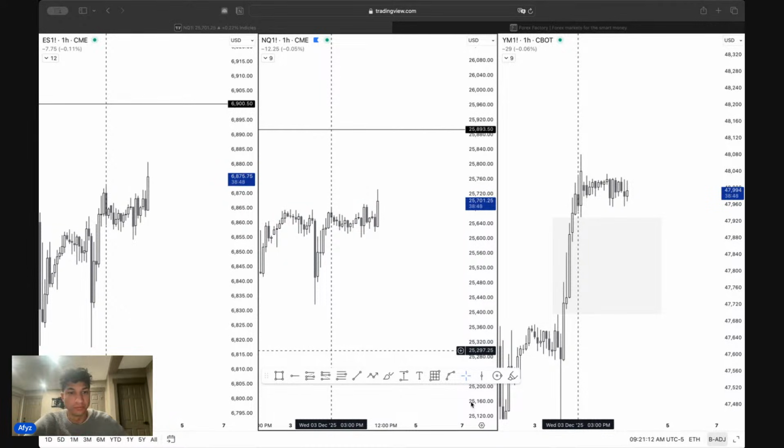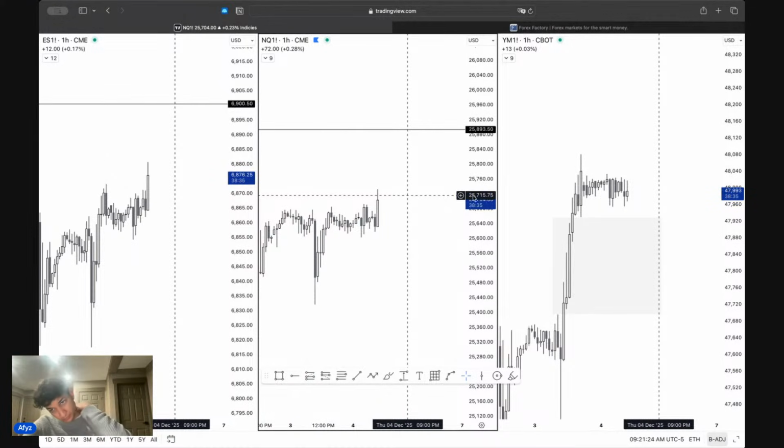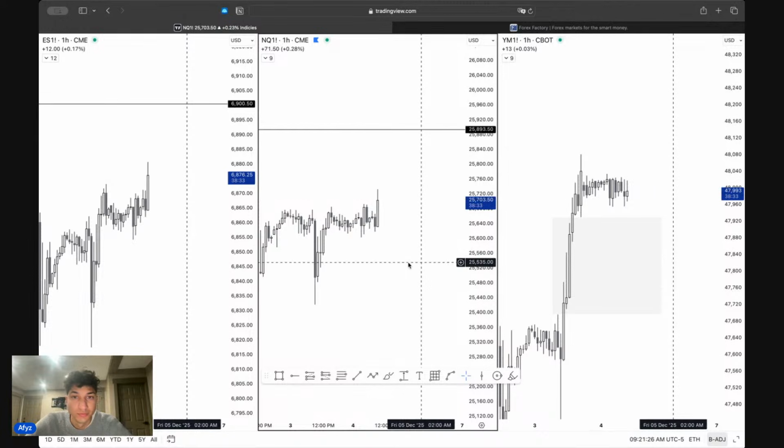How we doing? I tried to fix my overlay today so you can see a bit more of my screen. Hopefully that works today. Let me know if it looks a bit better. Let's get into the charts. Does the overlay look better today? Can you guys see more of my screen?